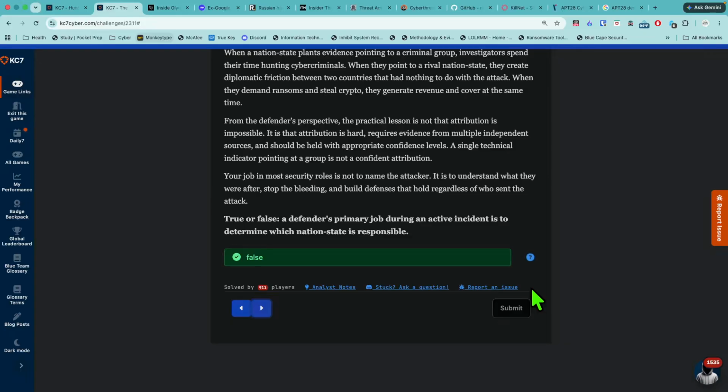All right, so true or false? A defender's primary job during an active incident is to determine which nation state is responsible. And we have a hint. Think about what actually stops the attack and protects the organization right now. So it's going to be false.